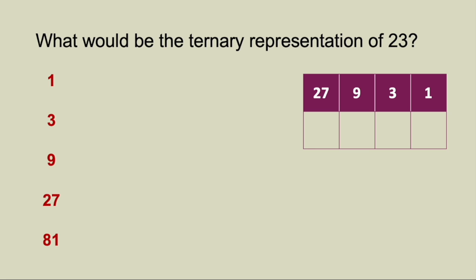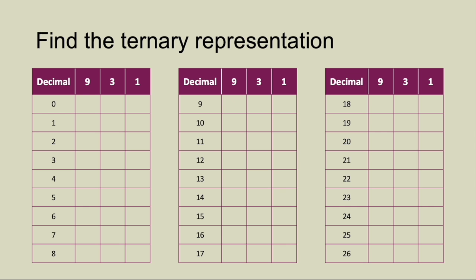23 is smaller than 27, so no chunks of that size. How many groups of 9 go into 23? 2. How many groups of 3? Only 1. 2 chunks of 3 would take us beyond 23, and since we are at 21, we only need 2 more groups of 1. So our usual number 23 in base 10 is the same as 212 in base 3.